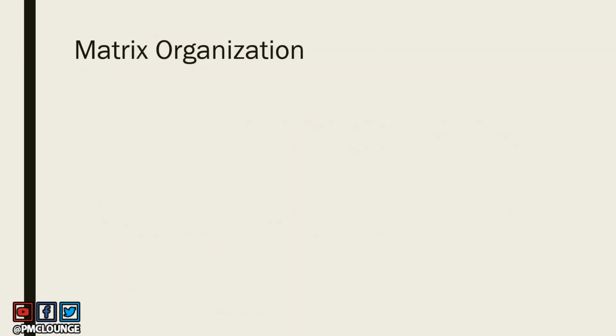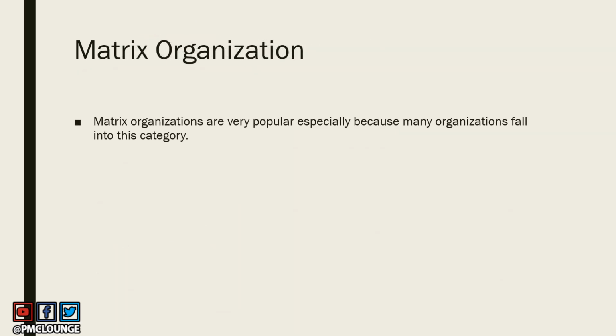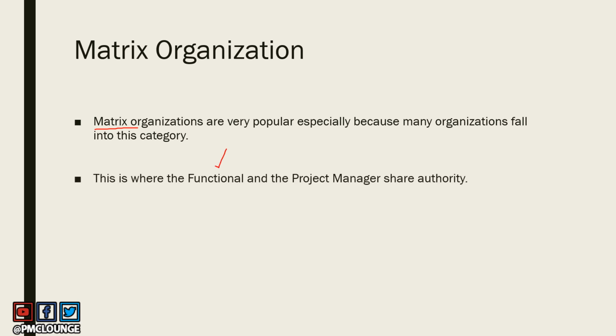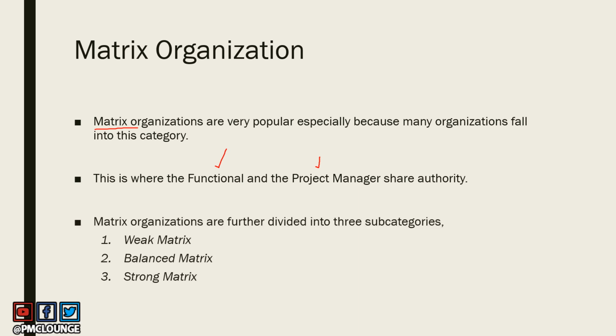Matrix organizations are quite popular because many organizations actually fall in the category of matrix organization structure. Now, this is where the functional manager as well as the project manager share authority, and how they are going to do it, how they are going to achieve this balance, we are going to take a look at it in the coming slides. So stick around. But for now, you need to know that there are three types of matrix organizations. You've got the weak matrix, balanced matrix, and then strong matrix. So let's look at each one of them.